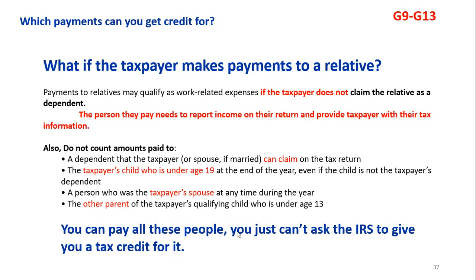So anybody you can put on your tax return that you pay to watch your kid, you can't get a credit for that. You can't pay your spouse to watch your kid and get a credit for that. You can pay them, but the IRS isn't going to give you a credit for that. You can pay the father or the mother of the child to watch their kid. Maybe they're divorced and you want to pay the father to watch the kid so you can go to work. You can do that, but you can't get a credit for paying the parent to watch their own child.